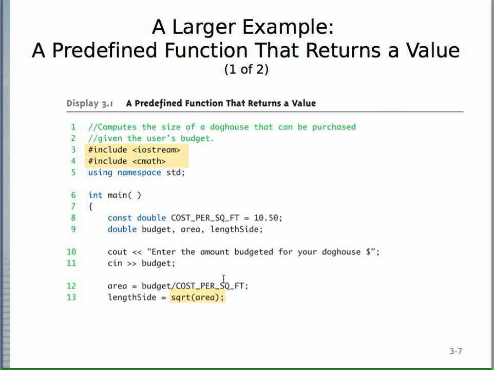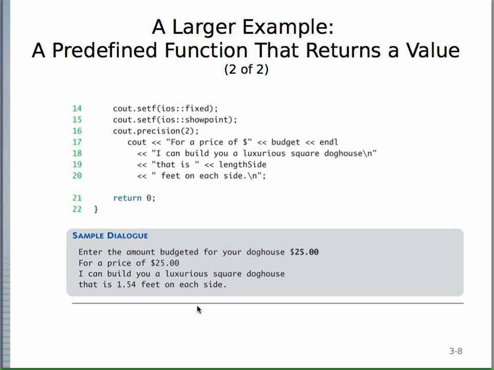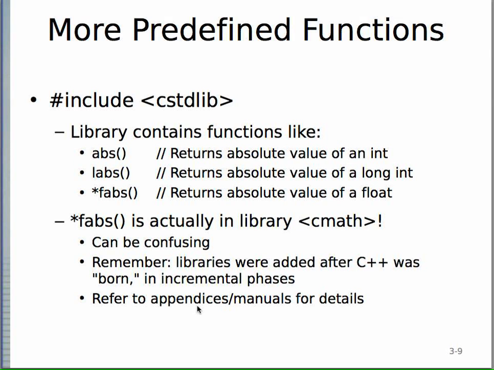Okay, so there's an example in the book where we use square root. I'm not going to go over it just because I think this is pretty straightforward. What is the key to getting it to work? It's just that you need this #include <cmath>. You do that, and then you can call the square root function. So pretty straightforward. I'm guessing all of you can handle that.